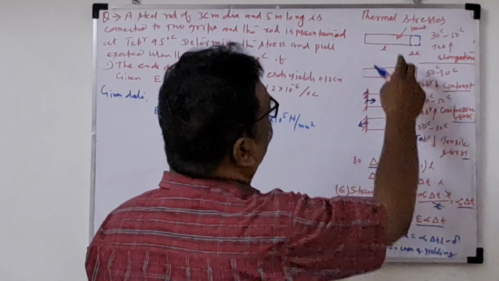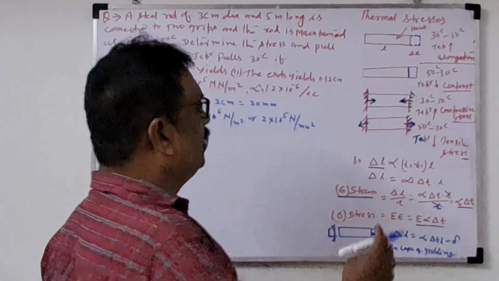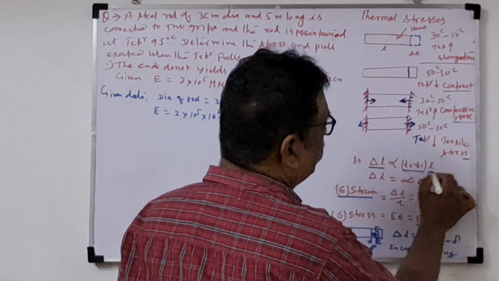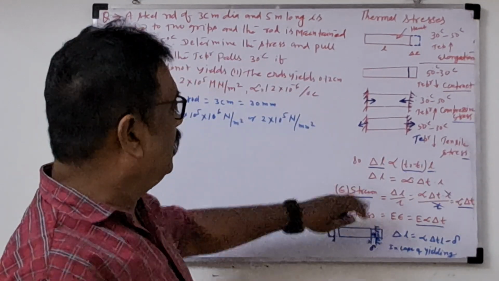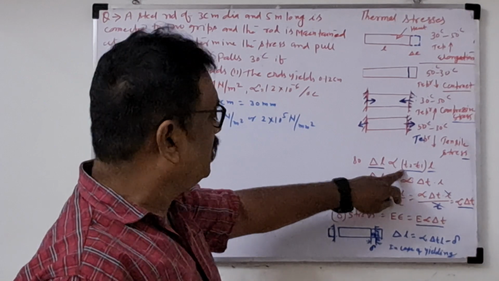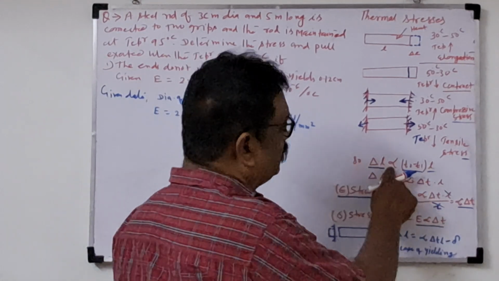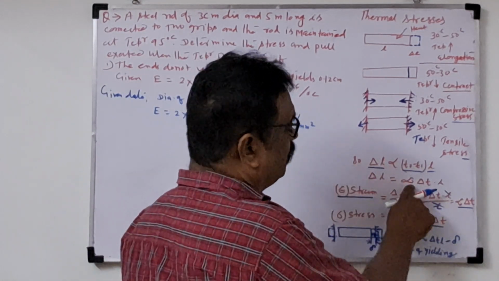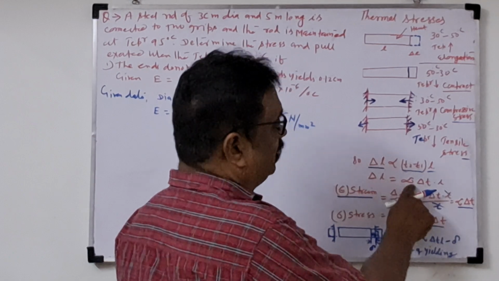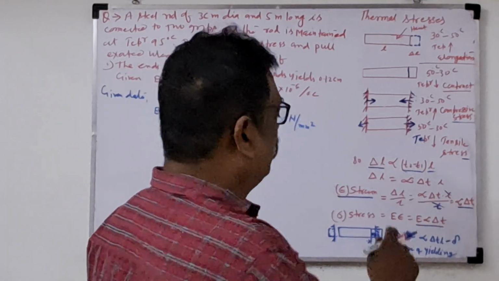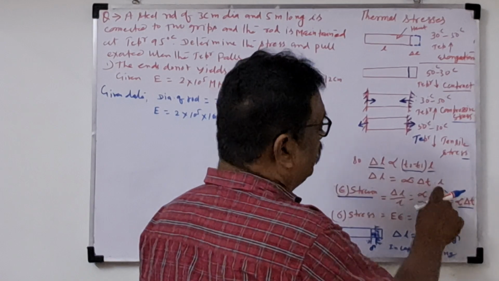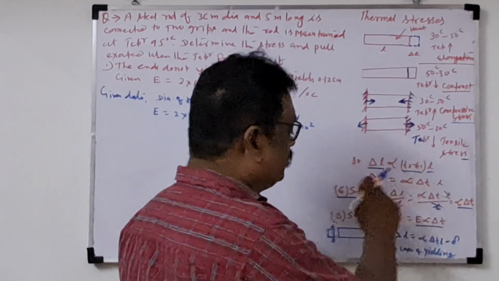Suppose the change in length depends upon the temperature difference and length. Change in length, the elongation, depends on change in temperature into length. If we remove the proportionality, the linear coefficient alpha comes, which is a constant. So change in length is alpha into delta T into L.